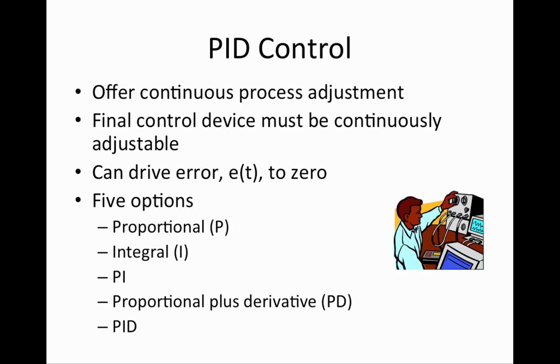The PID control modes offer continuous process adjustment if the equipment can physically provide it. Some of the modes can drive the error, E(t), to 0 in response to step changes in the set point or a load. The final control device must be continuously adjustable. And there are 5 options of PID control: proportional control, integral control, proportional integral control, proportional derivative control, and finally the famous PID control.